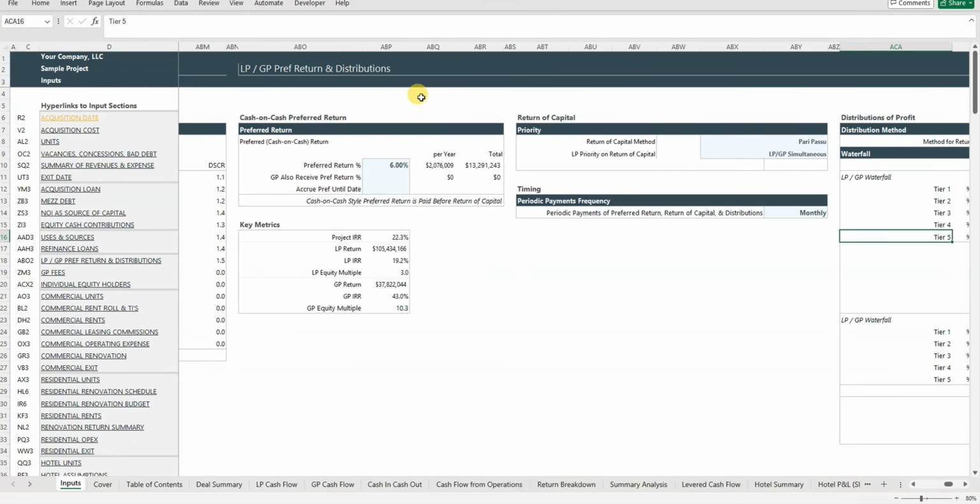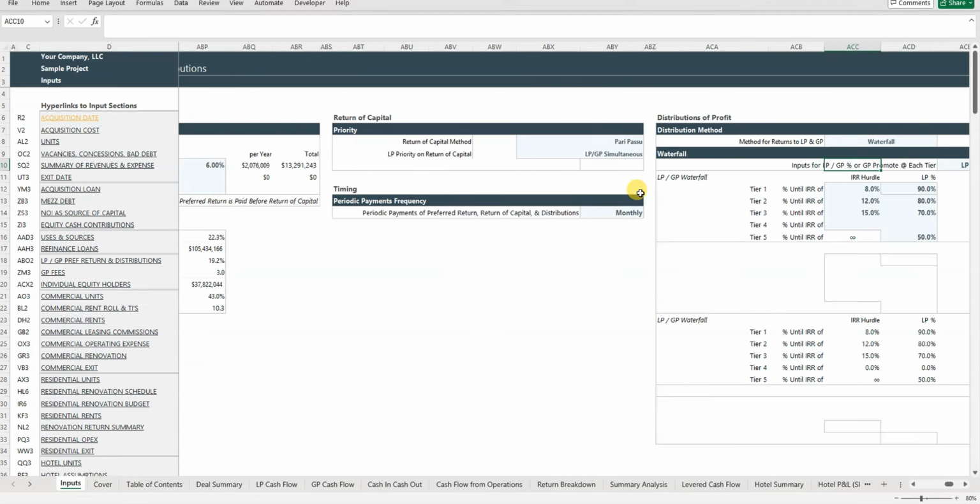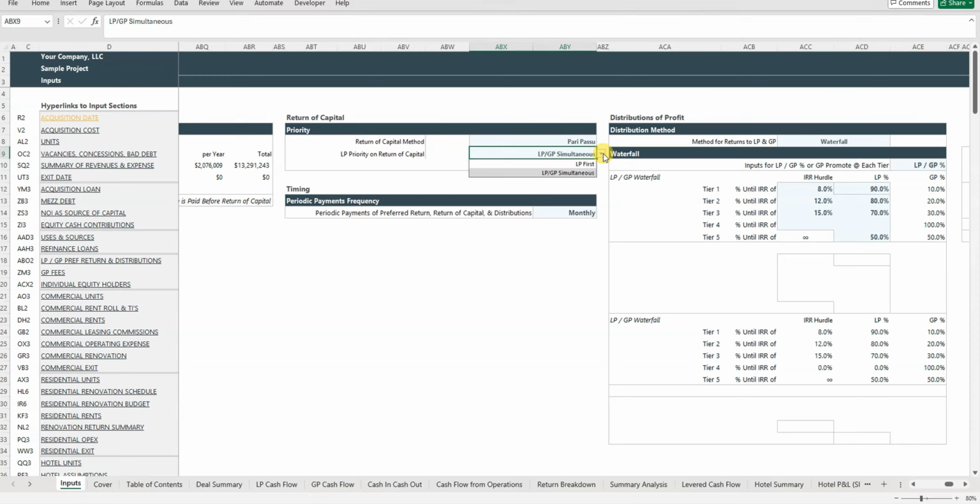And then we're talking about how to split profits between the LP and the GP. I can give the LP a 6% interest rate style preferred return that accrues until the cash is available to pay it. On the return of capital, I can say, well, we're going to do the LP first. I'm going to say, no, the LP, GP, everybody's money is as good as everybody else's. I'm going to do a return of capital, pari passu, simultaneous.